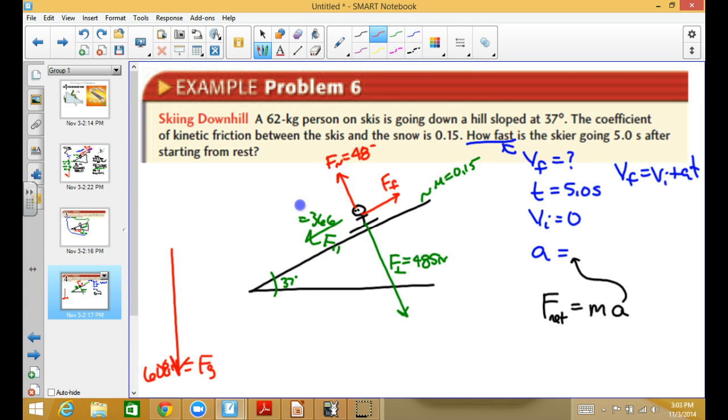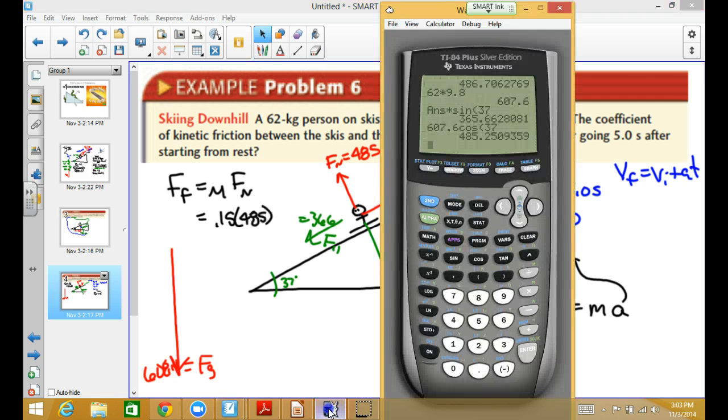It's the coefficient of friction times the normal force. So it's 0.15. So I take 0.15 times 485. I get 72.8.